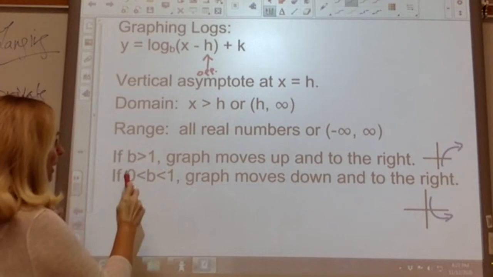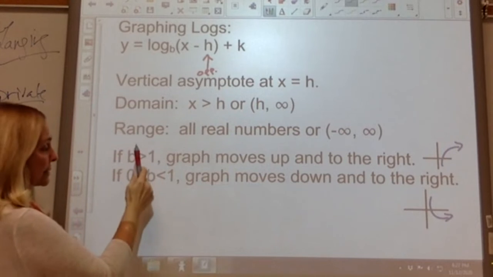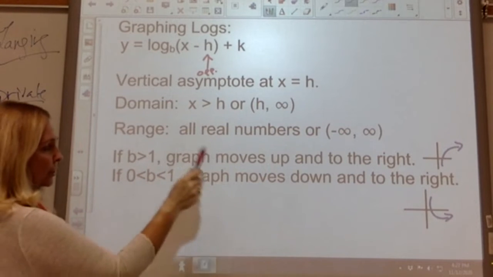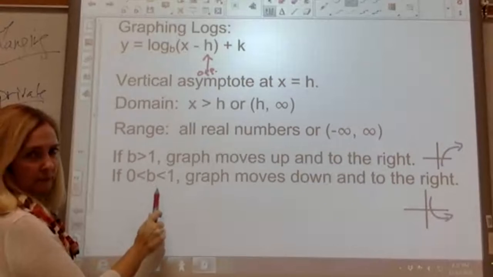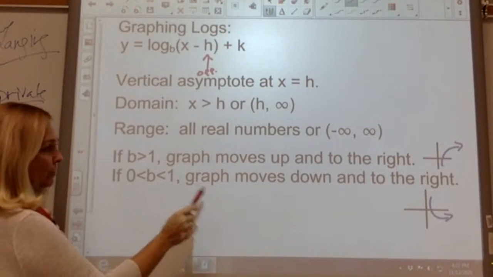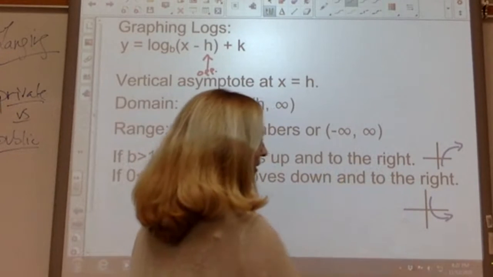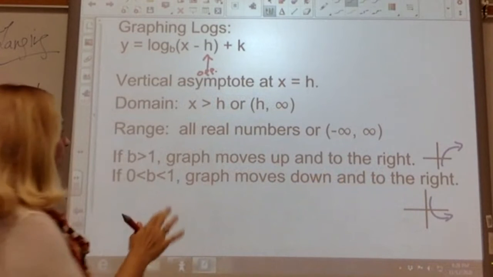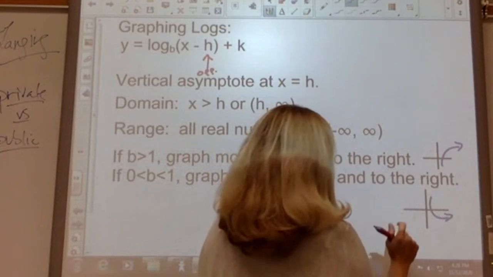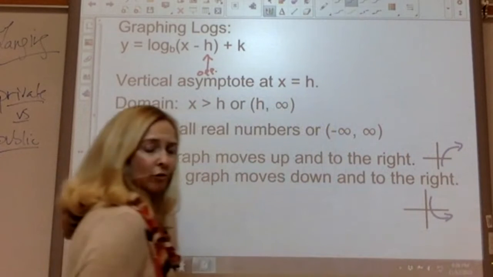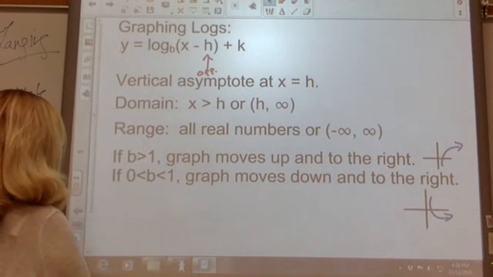Okay? Now, if b, the base of a log, is greater than 1, the graph is going to go up and to the right. If the base of the log is between 0 and 1, the graph is going to go down and to the right. So it's kind of like growth and decay. If the base is bigger, it's going up, and if it is between 0 and 1, it's going down. Okay? So it goes to the right.